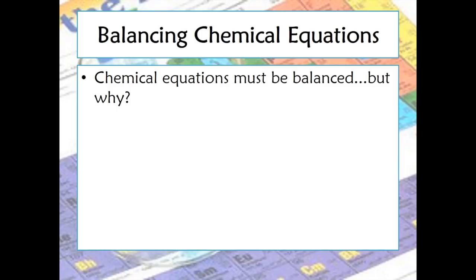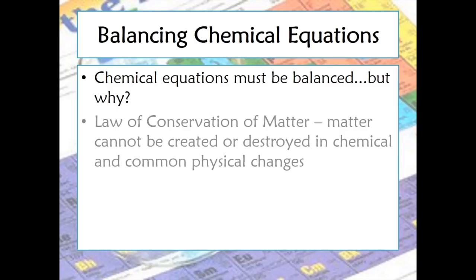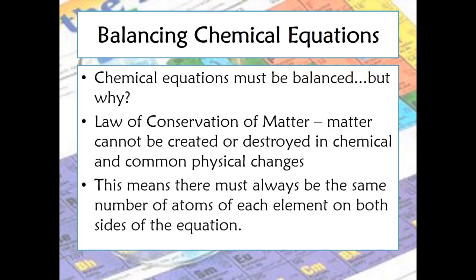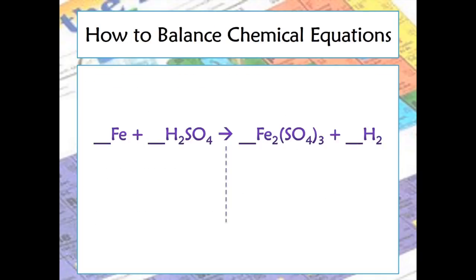We know that all chemical equations are balanced, but why does this happen? The answer is the law of conservation of matter, which says that matter cannot be created or destroyed. That means we can't lose or gain any atoms during a chemical reaction. Since we know chemical equations must be balanced, how do we go about balancing an equation?